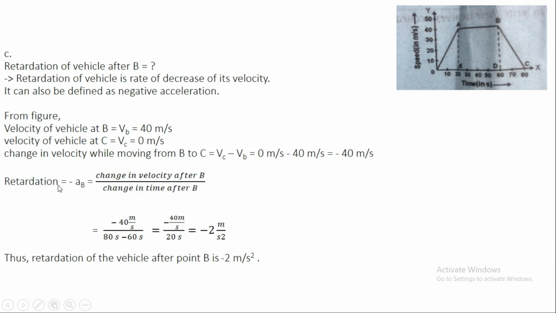Now the formula for retardation is minus the change in velocity divided by the change in time after B. You can see the change in velocity is minus 40 meters per second, and the change in time is 80 seconds minus 60 seconds. At point C the corresponding time is 80 seconds, and at point B it is 60 seconds. If you subtract 60 from 80, you get 20 seconds, and after dividing you get minus 2 meters per second squared. Thus the retardation of the vehicle after point B is minus 2 meters per second squared. In this way you can calculate retardation from the given figure, and you can solve such problems this way.